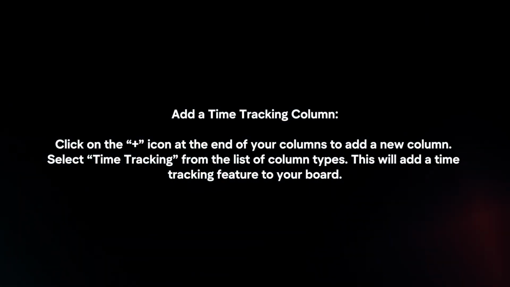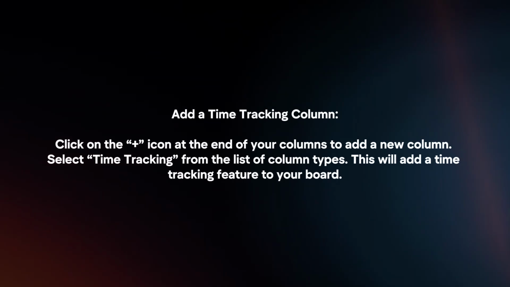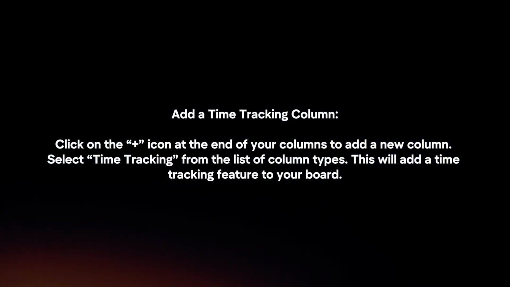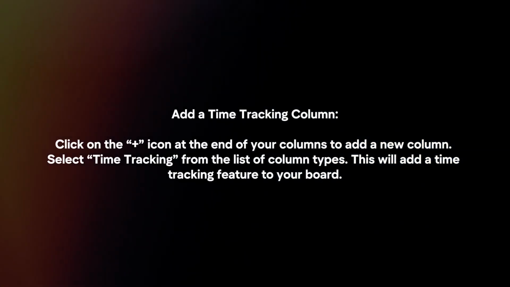Add a time tracking column. Click on the plus icon at the end of your columns to add a new column. Select time tracking from the list of column types. This will add the time tracking feature to your board.